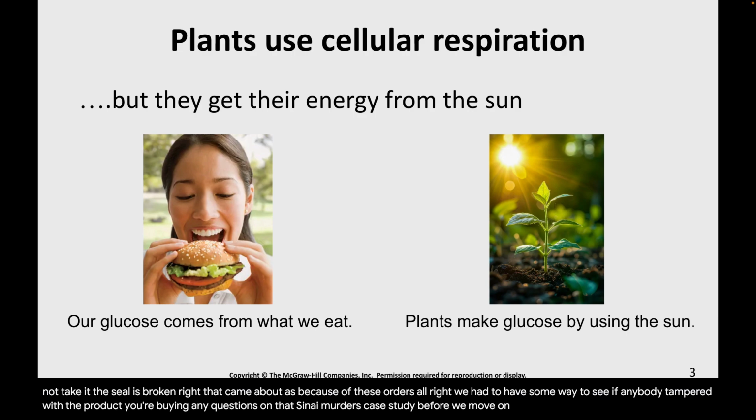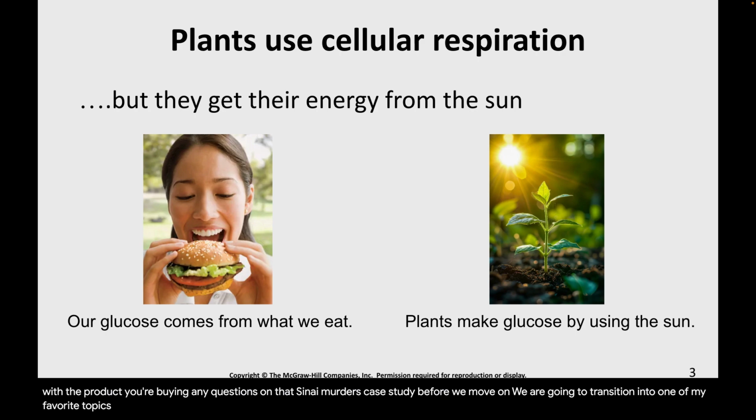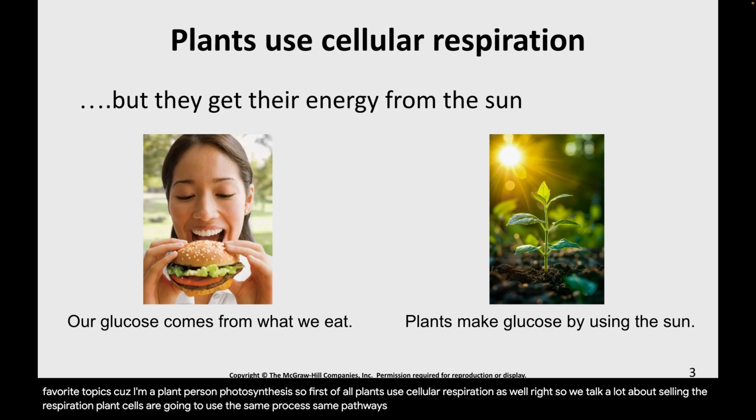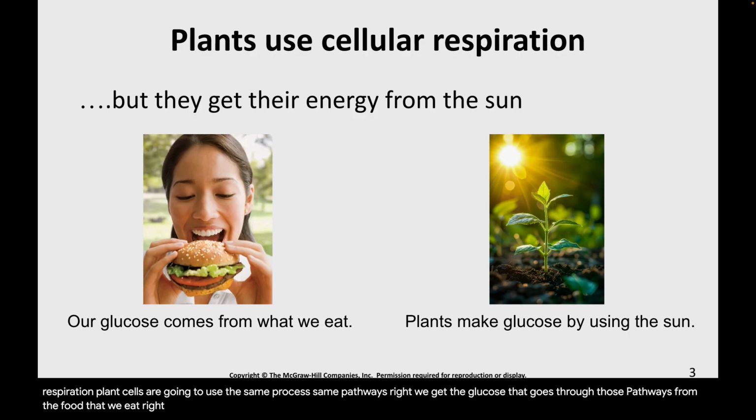All right, we are going to transition into one of my favorite topics because I'm a plant person, photosynthesis. So first of all, plants use cellular respiration as well, right? So we talked a lot about cellular respiration. Plant cells are going to use the same process, same pathways involved, right? We get the glucose that goes through those pathways from the food that we eat, right? Plants have the ability to make their own glucose, which can then go through cellular respiration.